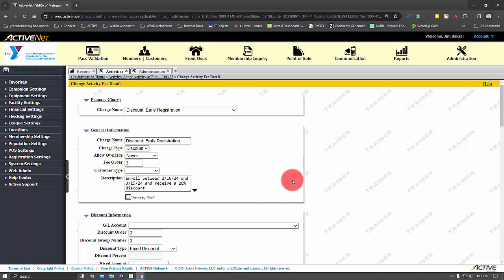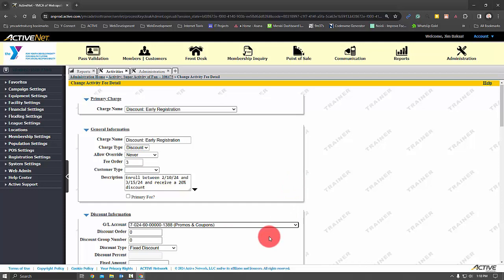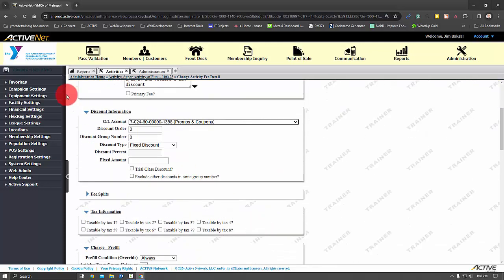Okay. We'll come down here to our GL code. GLs for discounts is always 1388. So 7024060, and then we'll find 1388 for promos and coupons. We're going to leave discount order 0 and discount group number 0. These are, again, fancier ways of doing stuff. We can start to layer discounts, but we're not going to do that right now.